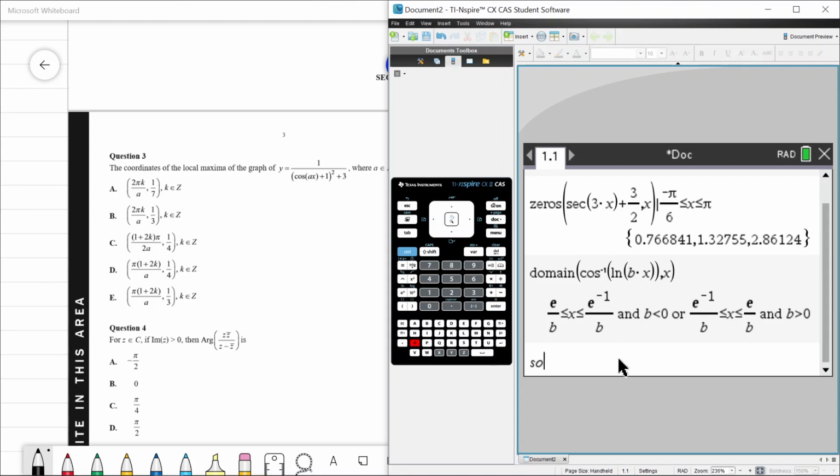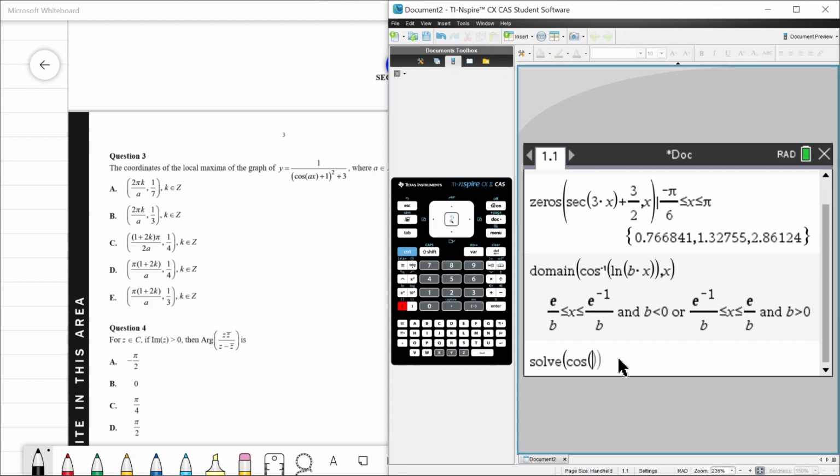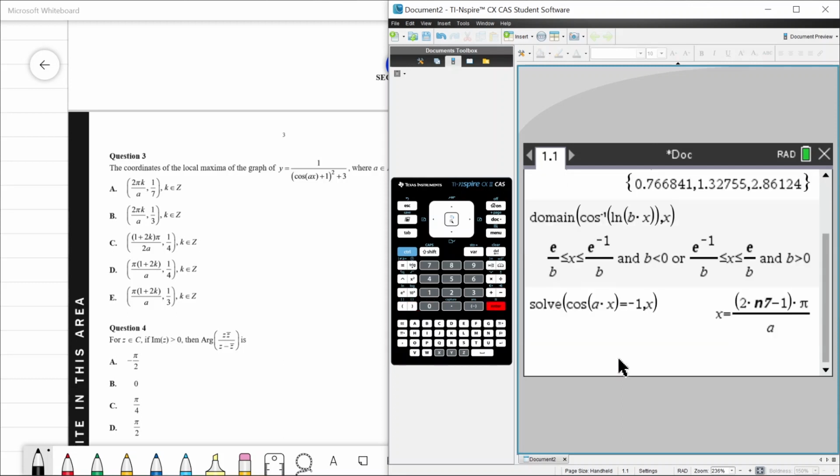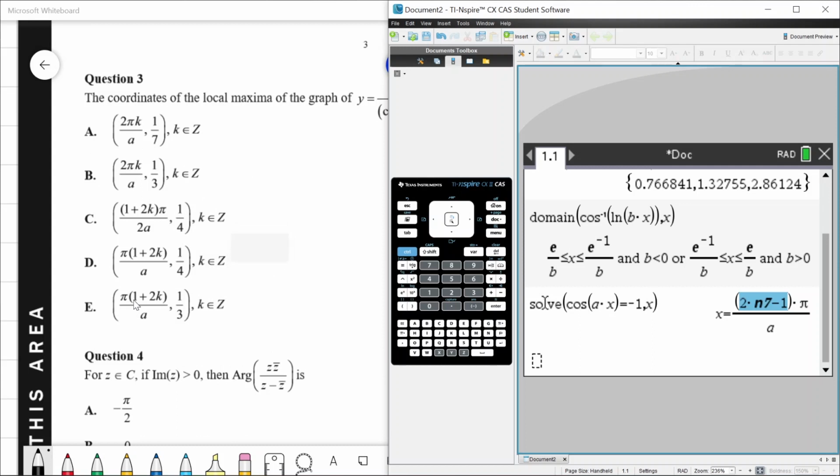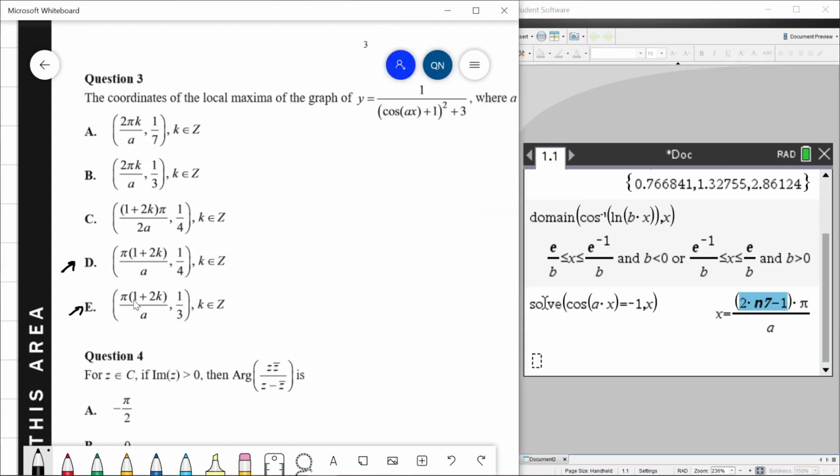Well, we want to solve for where cosine of a times x is equal to minus 1, with respect to x. Let's see what that gives us. We get 2 times n, where n is an integer, so this is an odd integer overall, 2n minus 1. So an odd integer multiple of pi over a. So where's an odd integer multiple of pi over a? Well, we've got a sum right over here and here, D and E.